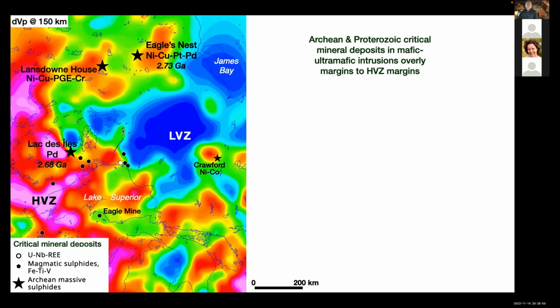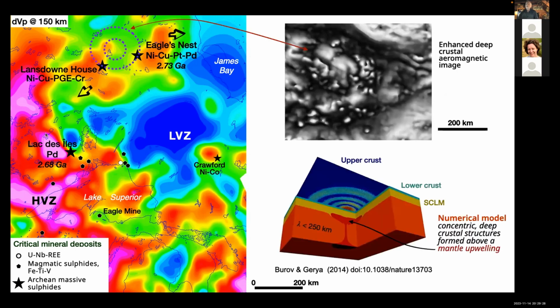So if we look here now at a zoom in on the area of this contact zone, what we can see is that there are both Archean and Proterozoic massive sulfide and some other magmatic sulfide deposits shown here in the legend, with the Archean ones being with the stars and the Paleoproterozoic deposits here in the smaller symbols. And there's also a carbonatite here, which contains uranium, niobium, and rare earth element mineralization. And these are sitting on the margins to these high velocity domains.